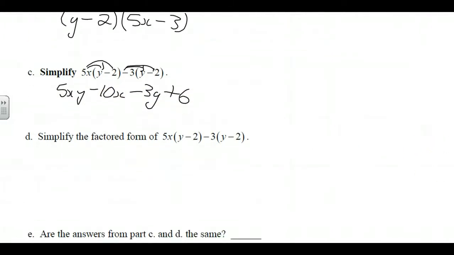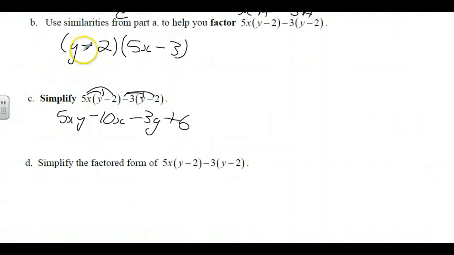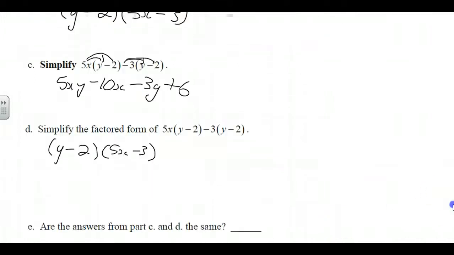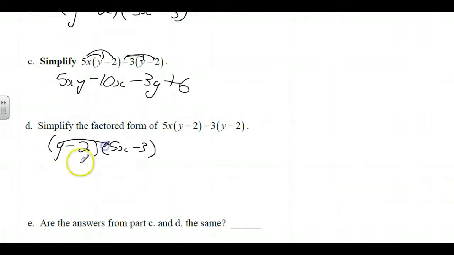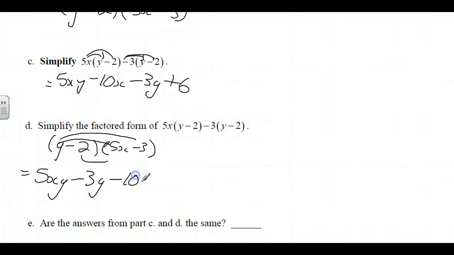Simplify the factored form of y minus 2. So this factored form, we want to simplify it. Y minus 2 times 5x minus 3, right? Which is multiply 2 binomials together. And we get first 5xy, so equals, I guess we could use an equal sign there. Outside, minus 3y. Inner, minus 10x. And last, plus 6. And you'll notice the order's a little different, but it's the same 4 terms.